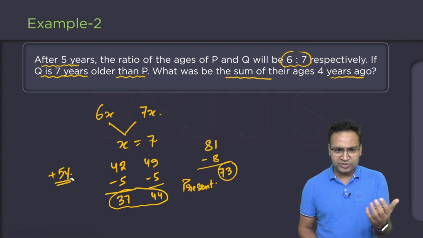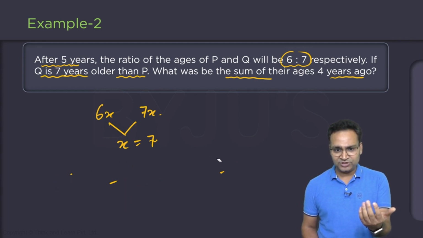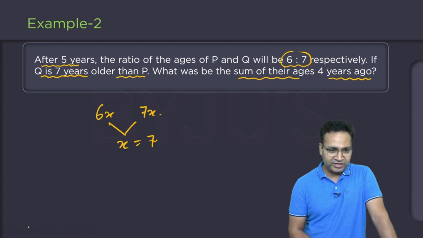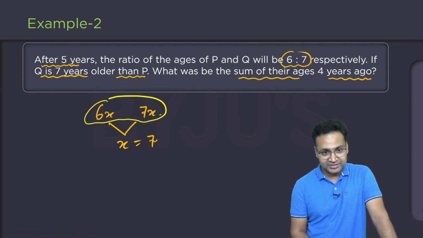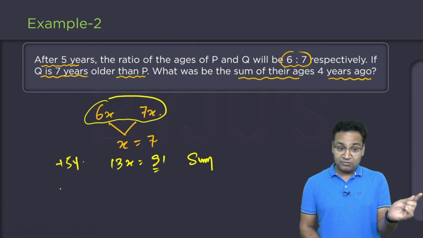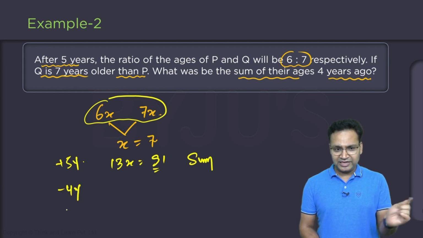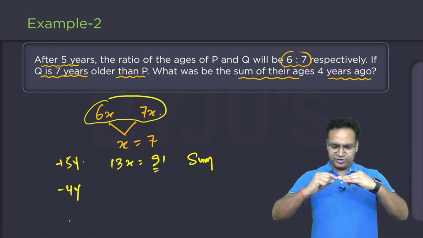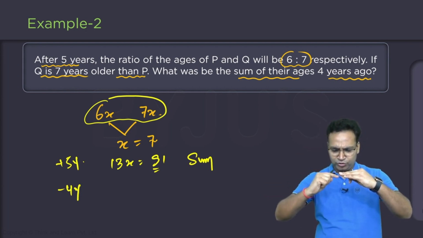So let me show you some other way. Okay, I'm just erasing it. So what is the sum of ages 5 years later? 13x, 6 plus 7, 13. 13x is 91. This is the sum after 5 years. We are thinking about the sum 4 years ago. Tell me, this is a particular scenario: 5 years later, 4 years ago.